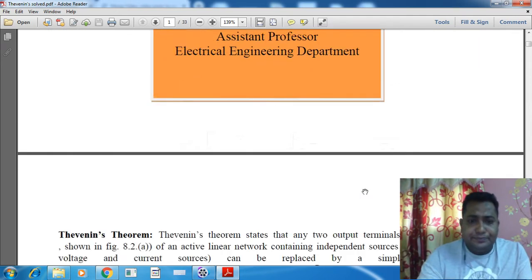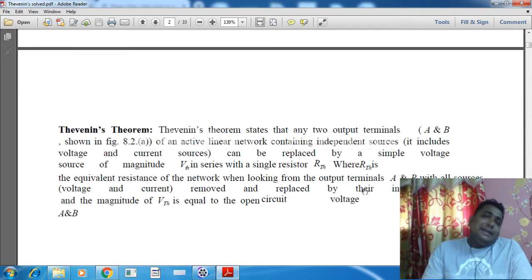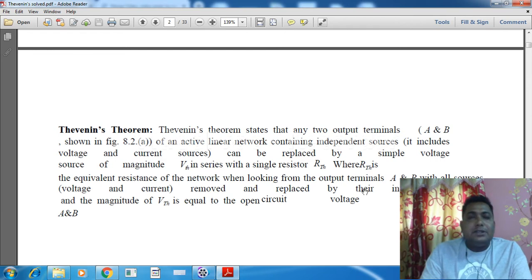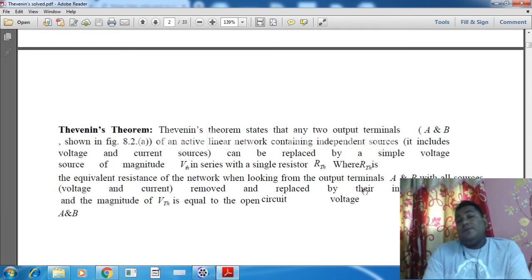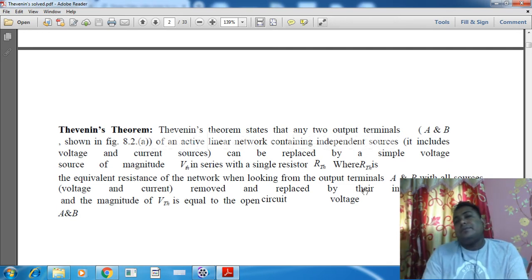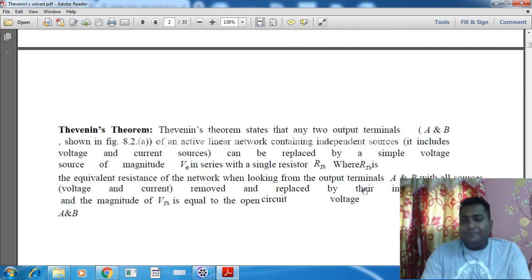So let us start. Yes, this is the definition of Thevenin's theorem. Any complicated circuit, where we have different series and parallel combinations of resistors, we are basically dealing in this class with circuits which have only a DC source. If we have only a DC source, that means in the circuit we have only resistors. So here we are going to deal with DC sources, maybe voltage, maybe current, and with that only the resistors.